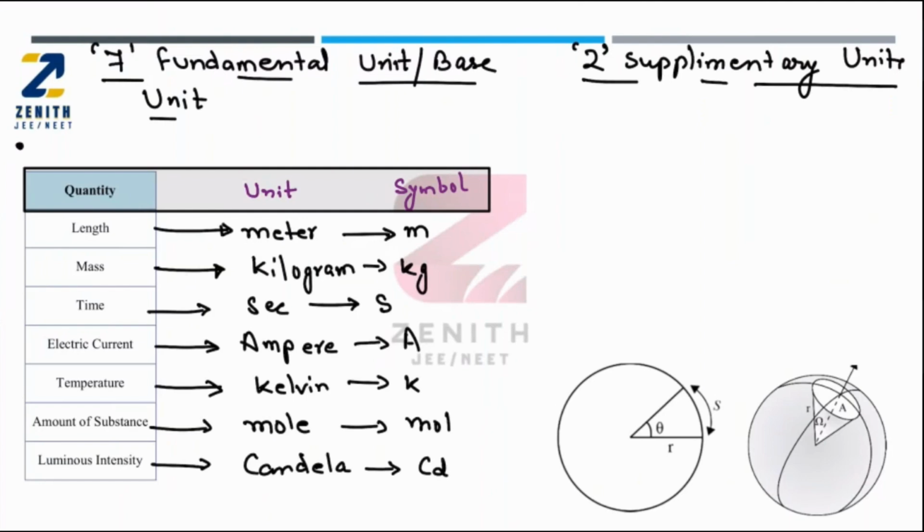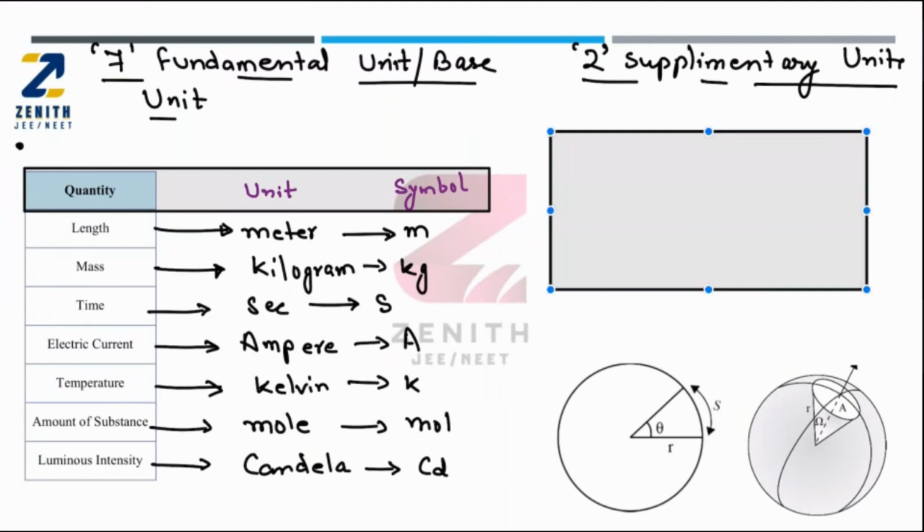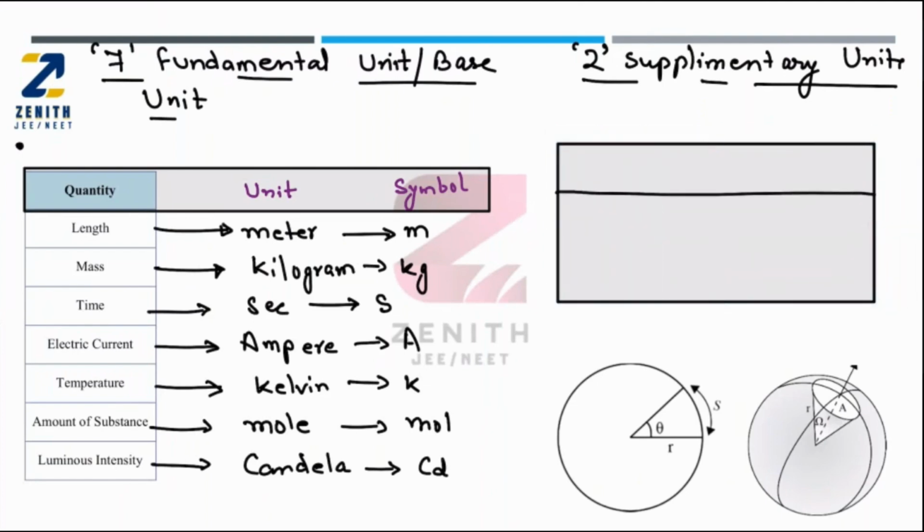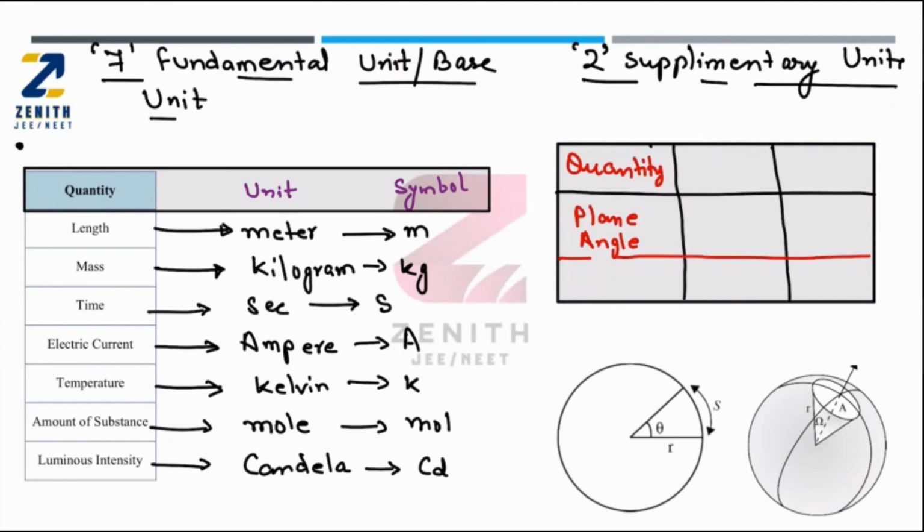Which are the two supplementary units? One is plane angle, and the second is solid angle. The unit will be radian, symbol rad, and solid angle will be measured in the unit of steradian, and the unit will be sr.